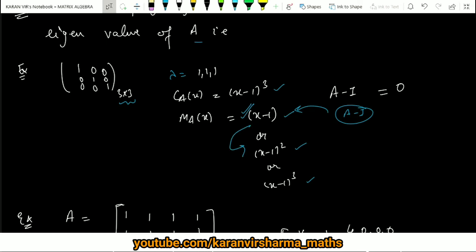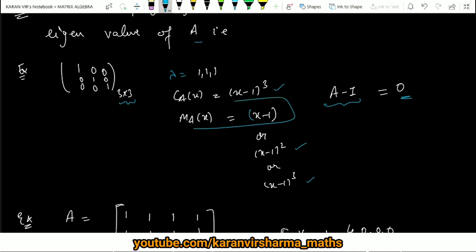If both these cases are not satisfied, it means the third case is the required minimal polynomial. But observe one thing here: if you calculate the value of A minus I, it will directly come out to be a 0 matrix. So the minimal polynomial corresponding to this matrix is nothing but x minus 1. Fine. Now let us discuss one more example.